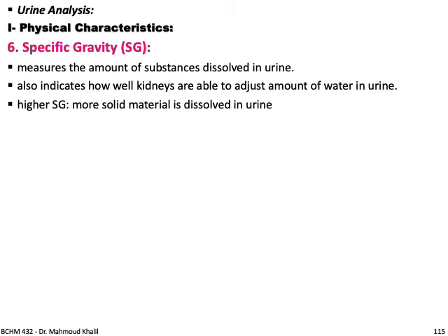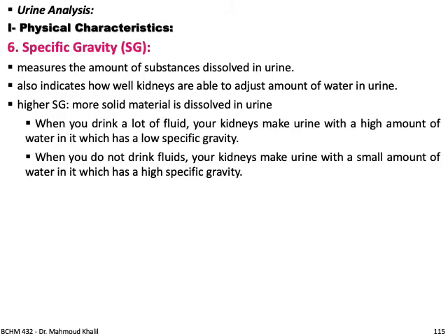Specific gravity. This measures the amount of substance dissolved in the urine. It also indicates how well the kidneys are able to adjust the amount of water in urine. Higher SG means more solid material is dissolved in urine. When you drink a lot of fluid, your kidneys make urine with a high amount of water in it, which will have a low specific gravity, and the high specific gravity will be attained vice versa.